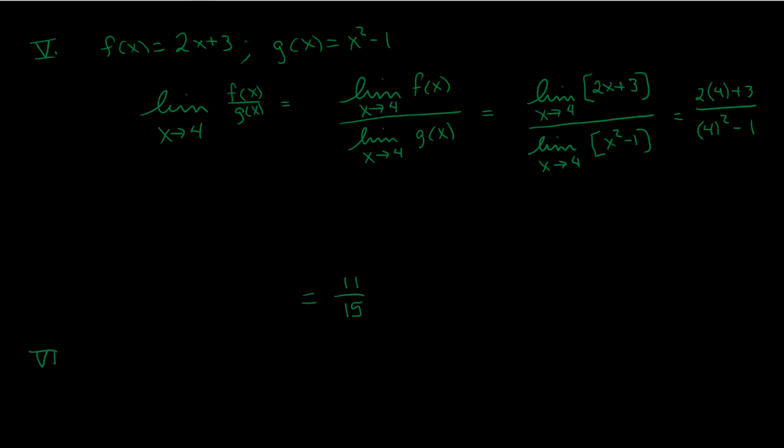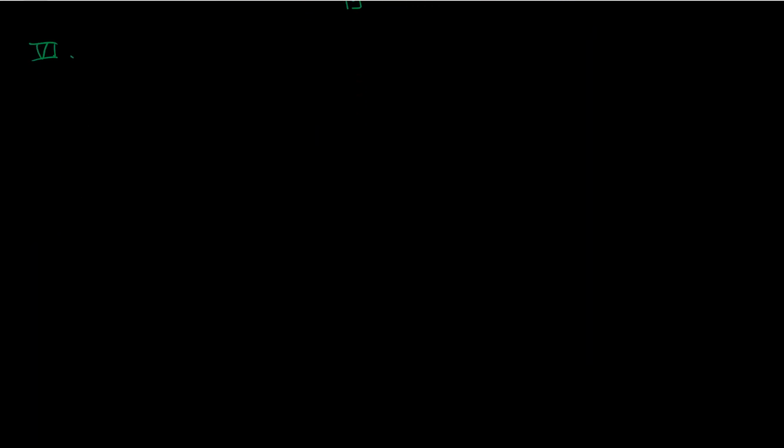The sixth property that we're going to look at addresses situations where you have a function raised to a power. So for example, let's say we're going to continue to use our f of x equal to 2x plus 3. And let's say we had something like the limit as x approaches 4 of f of x squared. Now it doesn't have to be squared. It could be cubed, could be to the fifth, could be to the negative 2. Doesn't matter what the exponent is.